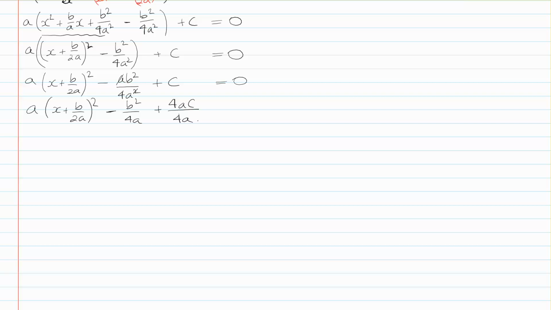I know it looks complicated, but it is just a number, and I've got the denominators to be the same. So a(x + b/2a)² equals 0, I'm not changing that, and now I'm going to write this down as negative (b² - 4ac) over 4a. And you would correctly ask at this point, hold on a second, how come it's become minus 4ac on top? This is doing my head in.